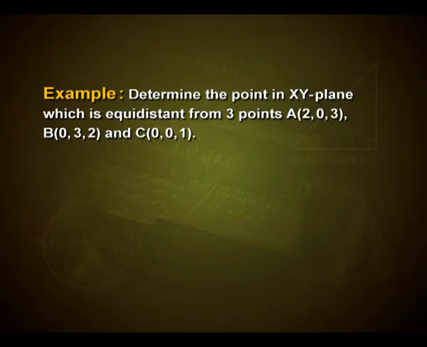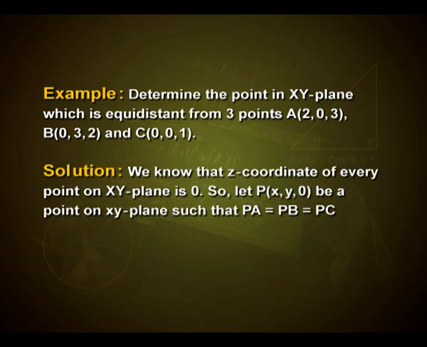Determine the point in the xy plane which is equidistant from 3 points, namely A(2, 0, 3), B(0, 3, 2) and C(0, 0, 1). We know that the z coordinate of every point on the xy plane is 0. So, let P(x, y, 0) be a point on the xy plane such that PA is equal to PB, that is equal to PC. Let us first take PA is equal to PB.